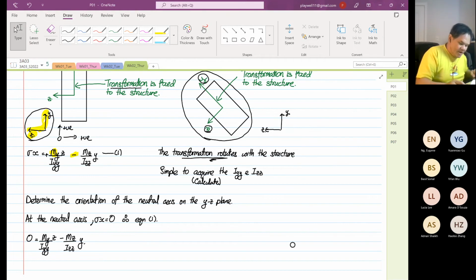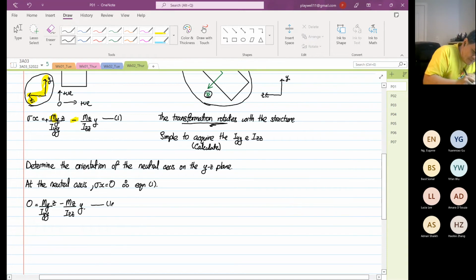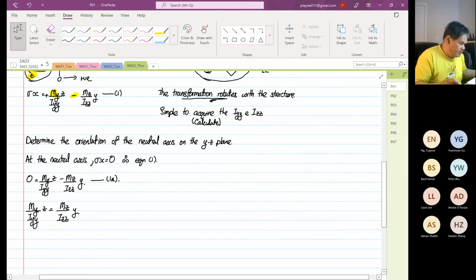So we have the expression at the neutral axis. The neutral axis is defined as the axis along which the normal stress is equal to 0. From what we have written, this is our equation 1a. We have the expression My over Iyy z is equal to Mz over Izz y. Now let me sketch the transformation.